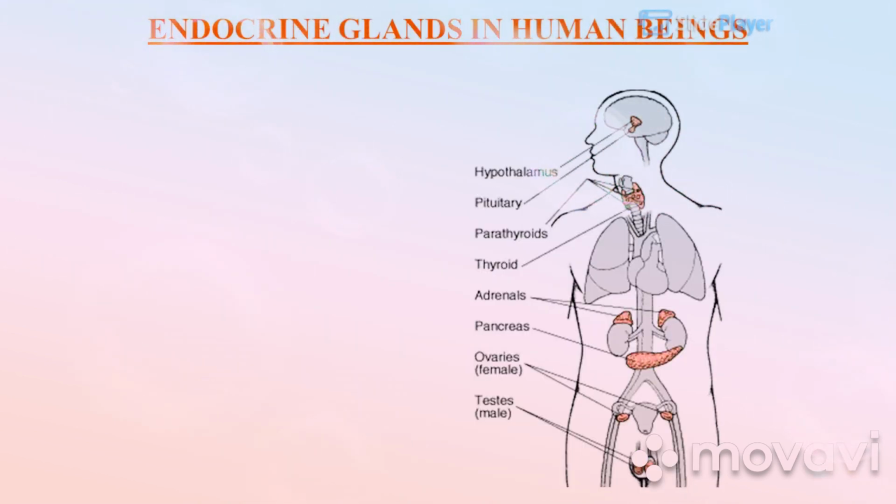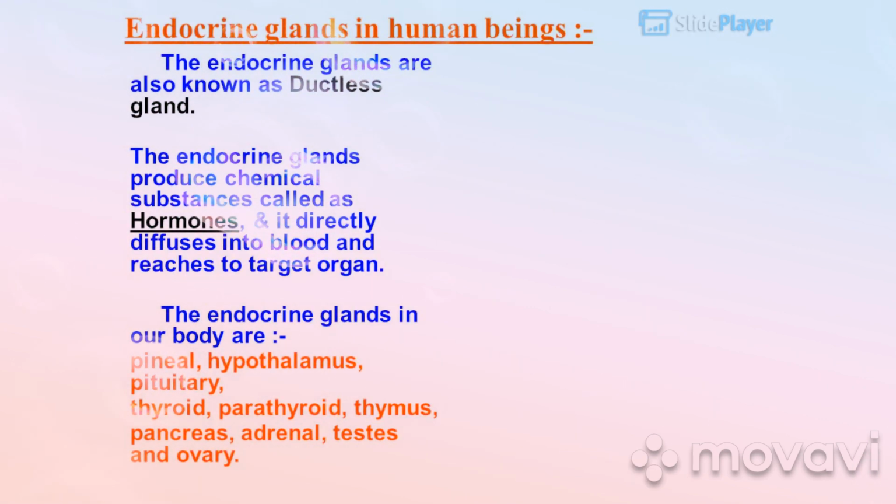Endocrine glands in human beings. The endocrine glands are also known as ductless glands. The endocrine glands produce chemical substances called hormones, which directly diffuse into blood and reach the target organ. The endocrine glands in our body are pineal, hypothalamus, pituitary, thyroid, parathyroid, thymus, pancreas, adrenal, testes and ovary.